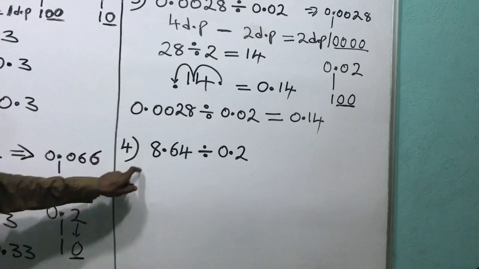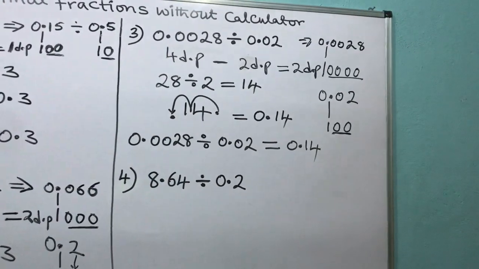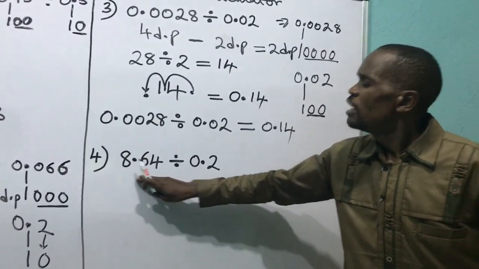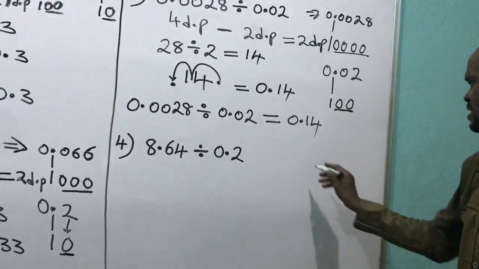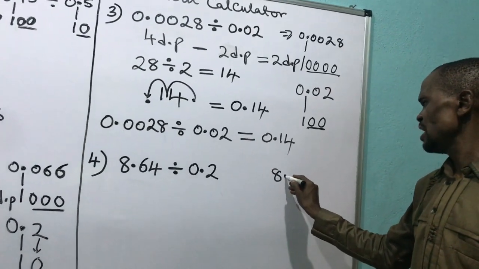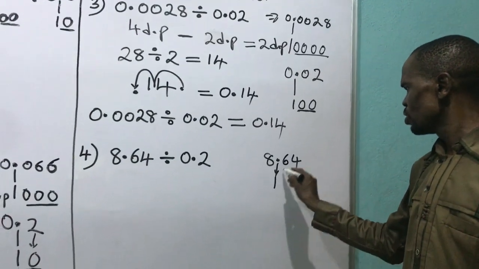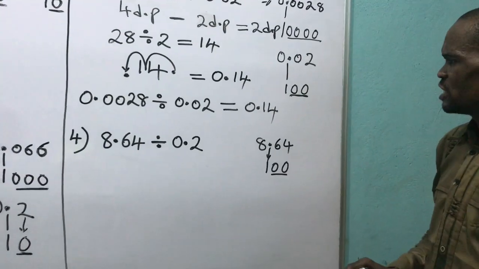Then I'm coming to question number 4. The same thing is applicable on question number 4. I will first check the decimal places. How many decimal places are in 8.64? I will say this dot is represented by 1, and 6 here is 0, 4 here is 0. That means it has 2 decimal places.